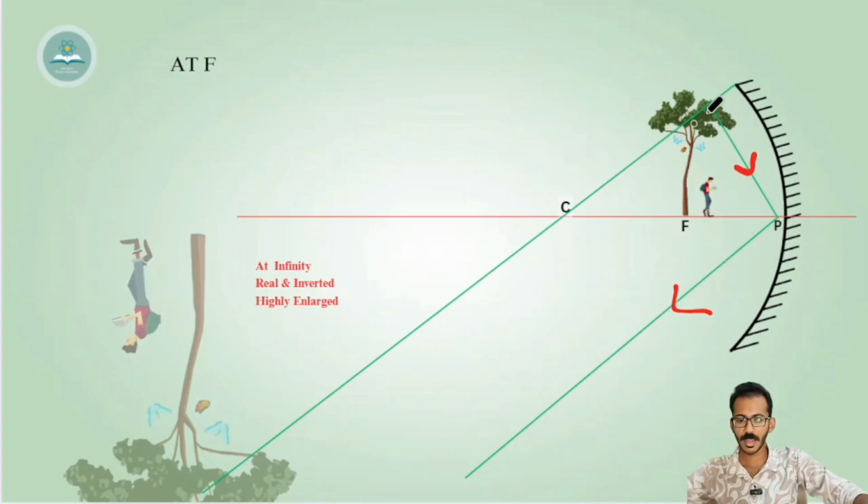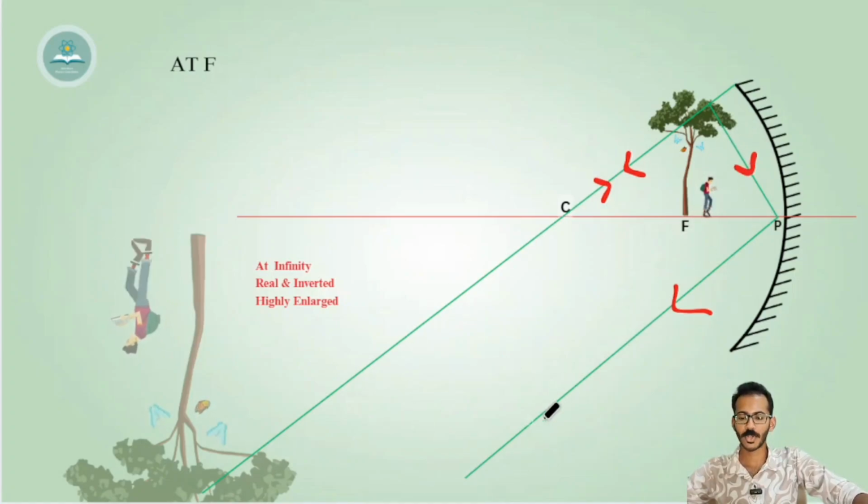Now my second ray I have taken through the next point that is near to it, that is center of curvature. I made the ray pass through the center of curvature. As we know, the ray will come back through the center of curvature itself. So it's coming back like this. So both the rays are here and both the rays are not meeting anywhere.